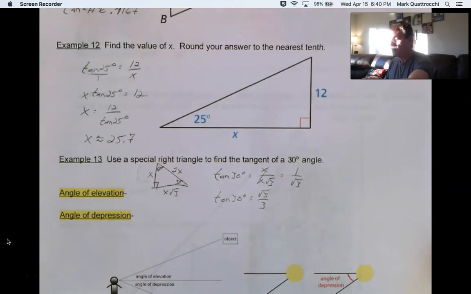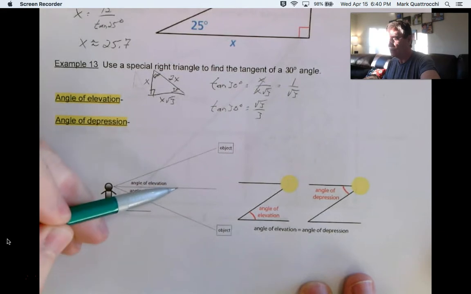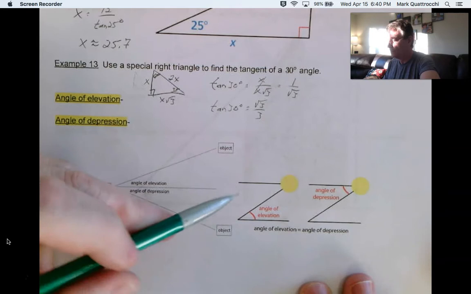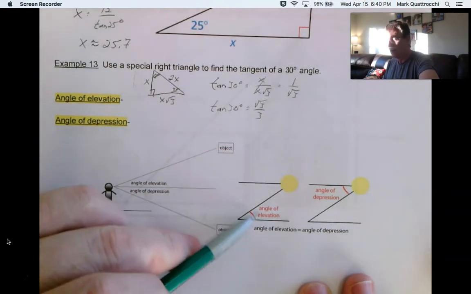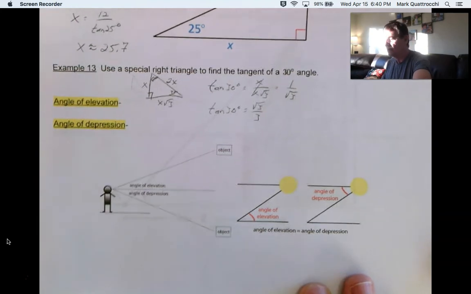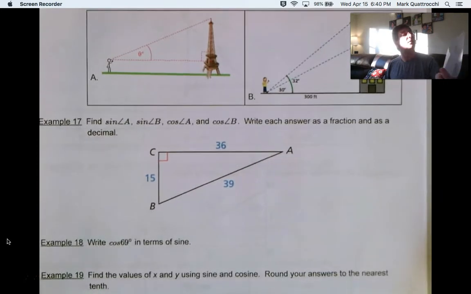Okay? Angles of elevation and depression. Angle of elevation is always measured up from a horizontal. Depression is measured down from a horizontal. Always measure from the horizontal, never from a vertical. And you're going to see students making that mistake in a minute. Example 14.